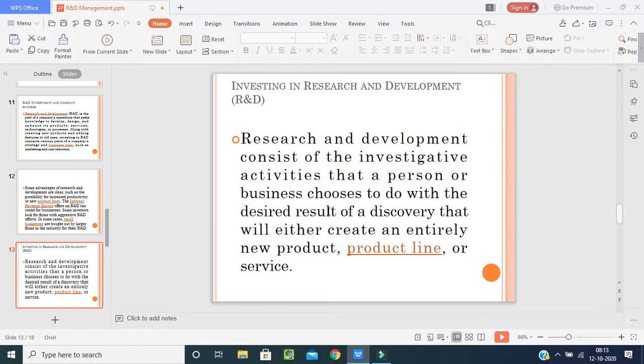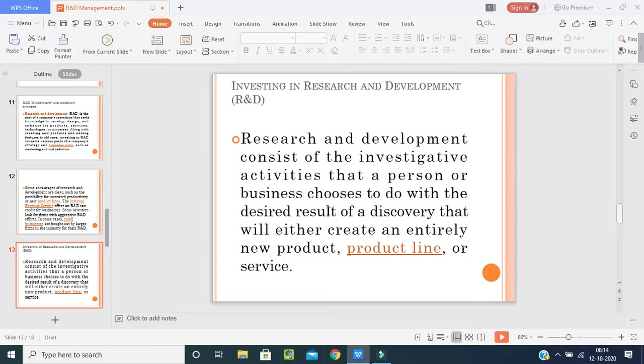So what will happen? The R&D department consists of investigating activities, inspection activities that a person or the business will choose to do with a desired result. They will have some unique result. They will identify the problems and they will bring solutions. Nowadays every company is focusing on R&D. It's like a spy. They are working like a spy. They are like the eyes and ears and the mouth in the competitive market.